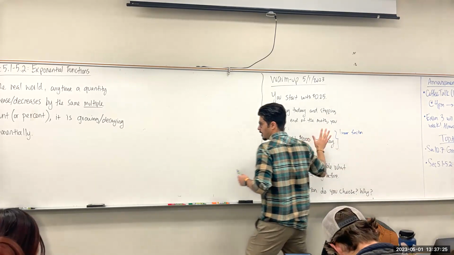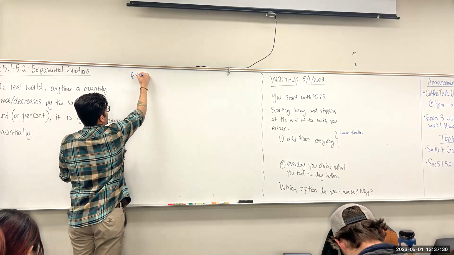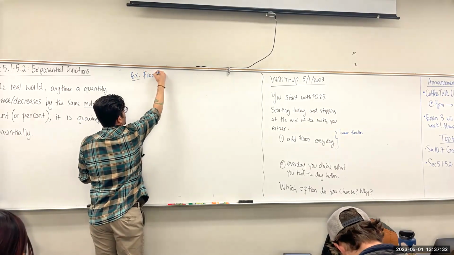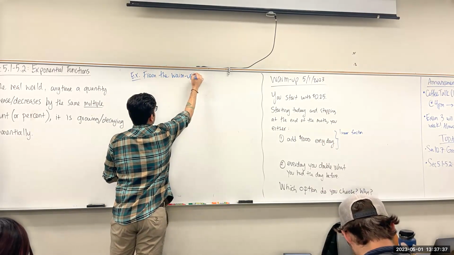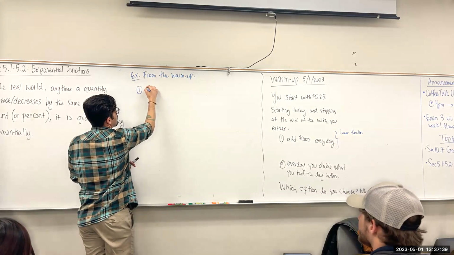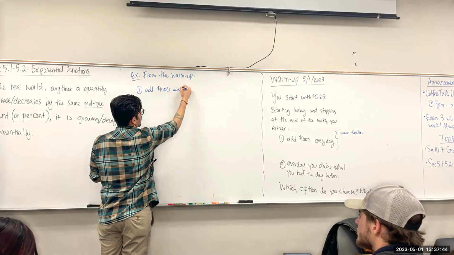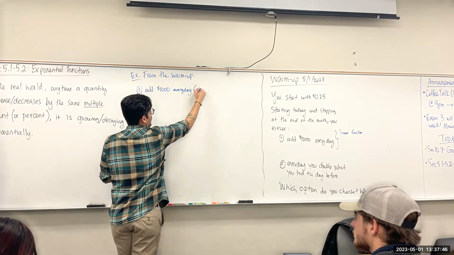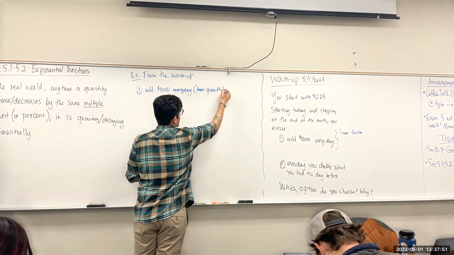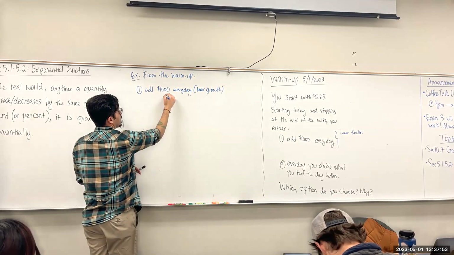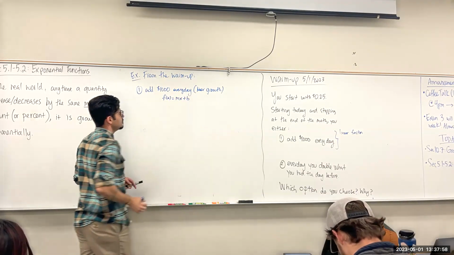Oh, you know what? Sorry, this is not. You're writing this in your notes. Sorry about that. So from the warm up, option 1 was add $1,000 every day. This is what we're calling linear growth. And yes, you guys are right. It's going to be written as mx plus b form, linear growth.